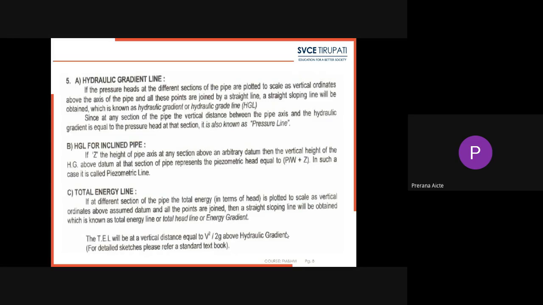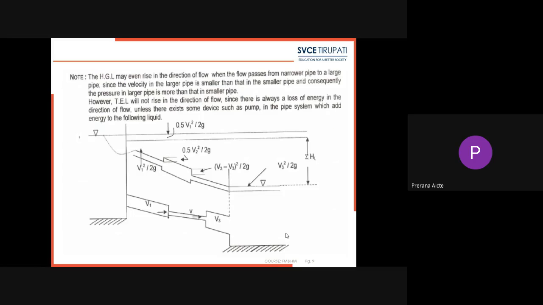If this hydraulic gradient line is included with the velocity head, then it becomes the total energy line. That is the main difference between hydraulic gradient line and total energy line. We have to remember one thing, that the hydraulic gradient line may even rise in the direction of the flow when flow passes from a narrow to a large pipe, since the velocity in the large pipe is smaller compared with the smaller pipe. Consequently, the pressure in the larger pipe is more compared with the smaller pipe.